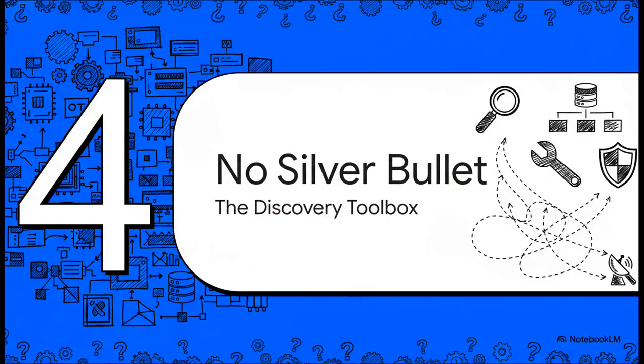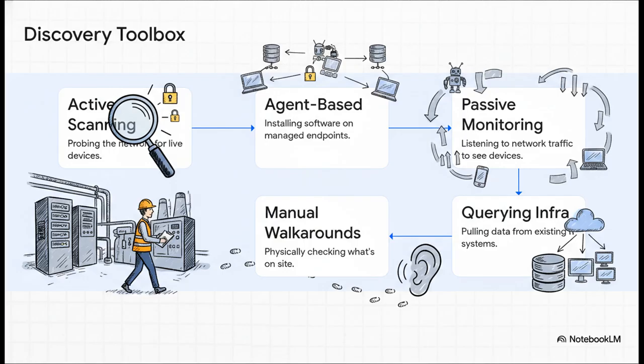Okay, so how do we fix this? How do organizations even begin to try and find everything that's out there? Well, there are tools and techniques for sure. But as we're about to see, there is no single magic solution, no silver bullet. To try and map this crazy territory, teams use a whole toolbox of different approaches. You've got active scanning. That's kind of like knocking on every digital door to see who answers. Then there's agent-based discovery, which is like putting a little security guard inside every device you manage.